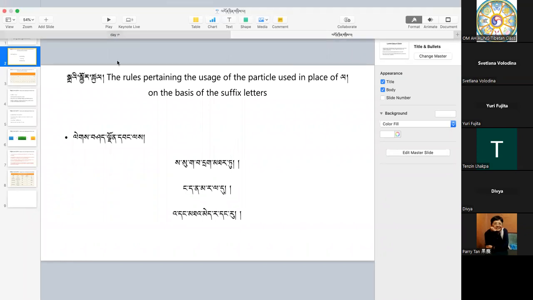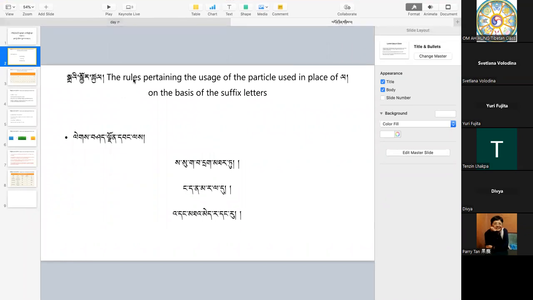Okay, so during the last class, we did talk about some of the concepts that we're going to review again in this class. So the main thing that we're going to study in this class is the usage of the particles, the rules for the usage of the particles. And like we already discussed in the previous classes, the usage, the rules, are of two types.